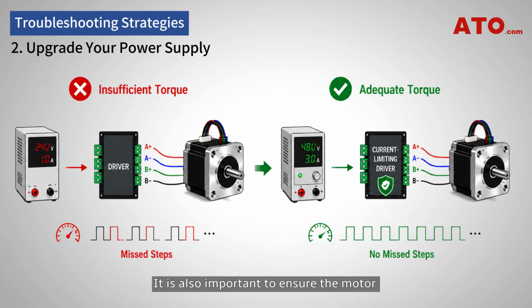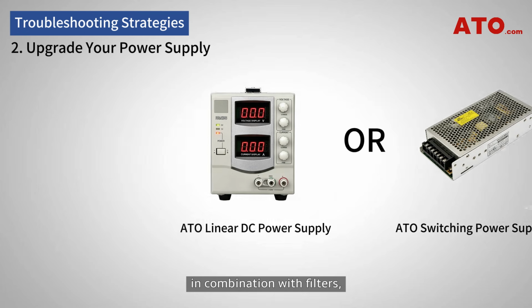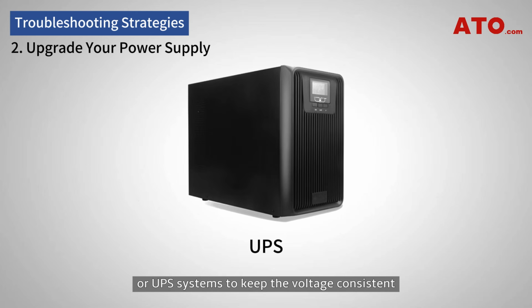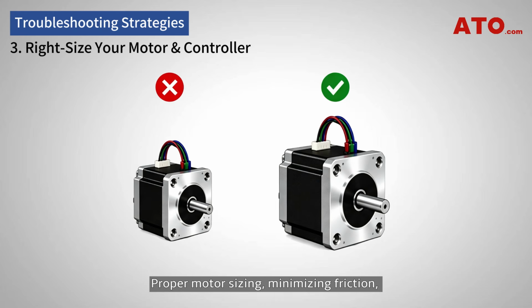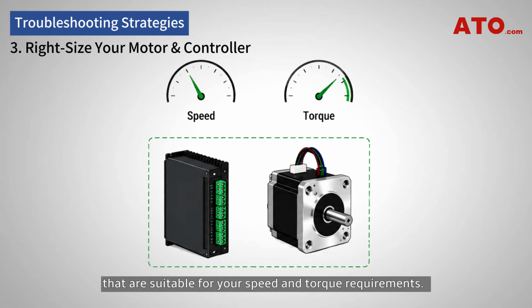It is also important to ensure the motor receives a stable supply voltage. This can be achieved by using regulated power supplies in combination with filters, voltage stabilizers, or UPS systems to keep the voltage consistent and free of electrical noise. Number 3. Right-size your motor and controller. Proper motor sizing, minimizing friction, and ensuring sufficient holding torque can prevent step loss. Choose motors and drivers that are suitable for your speed and torque requirements.